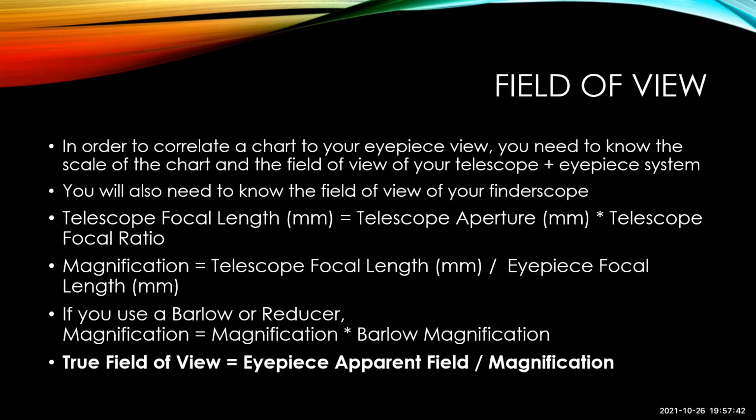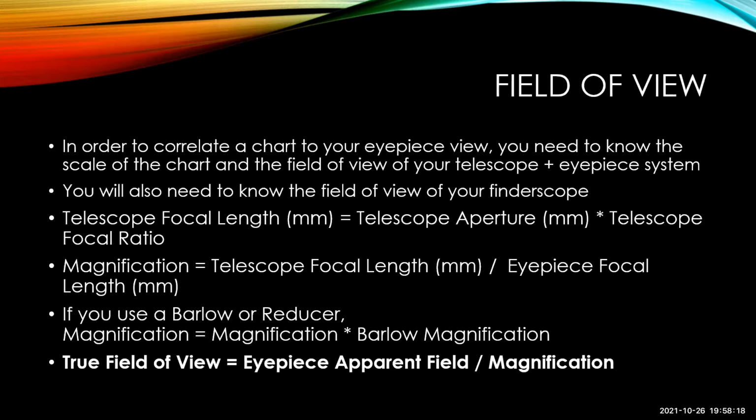You can measure the aperture of the lens or mirror, or it's in the sales literature. Multiply that by the focal ratio, which should be in the sales literature. There are ways to figure all this out with a tape measure, but I don't think I want to go into that tonight. Figure out telescope focal length, figure out your eyepiece focal length and focal ratio and apparent field.